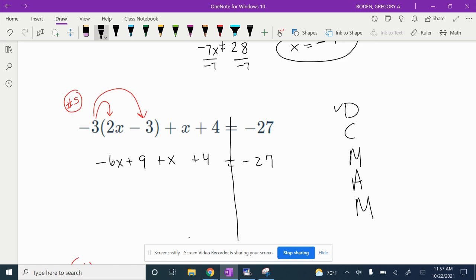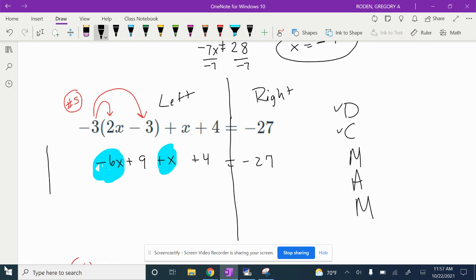So now I'm done with the distributive property. The next thing I'm going to do is collect like terms on each side. This is the left side, remember class, and this is the right side. On the left side of the fairness bar, I can collect like terms. Which ones can I collect? I can collect the -6 and the positive x.